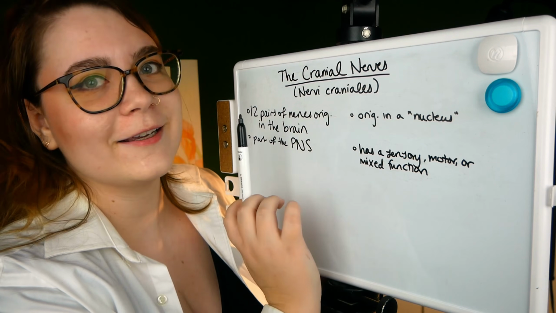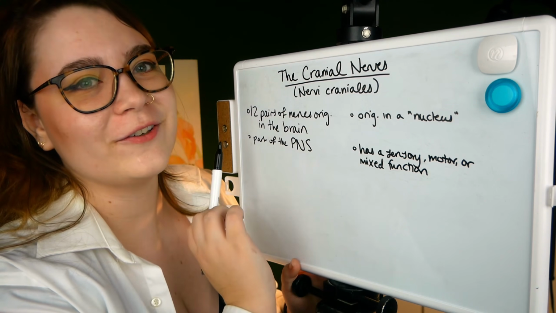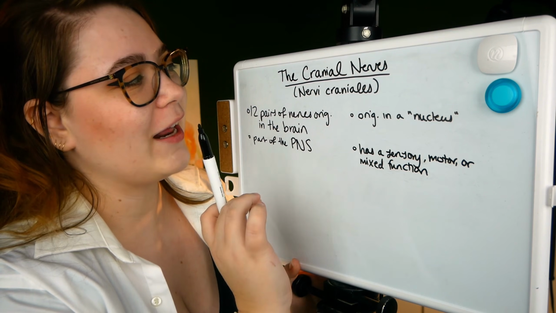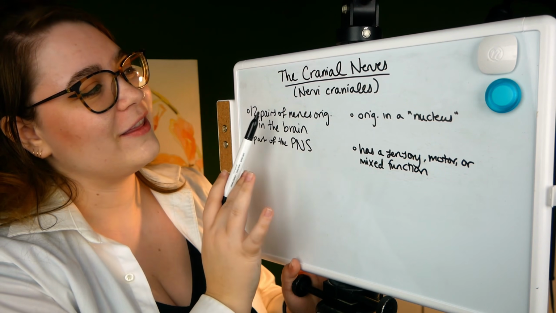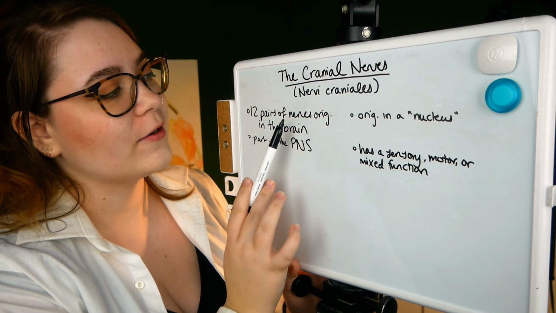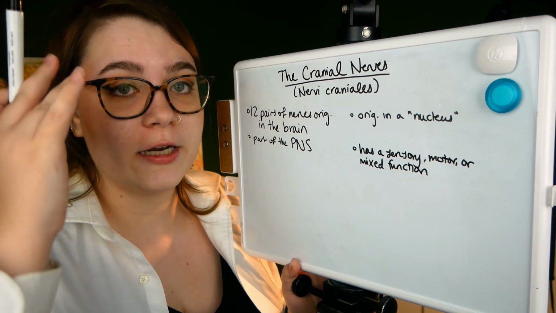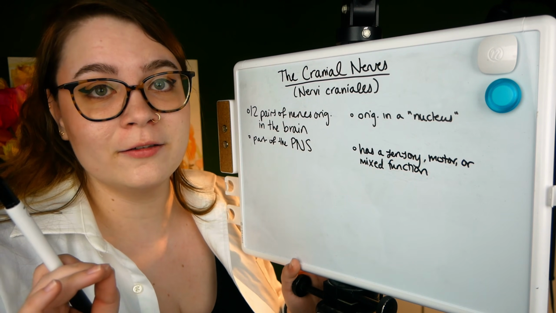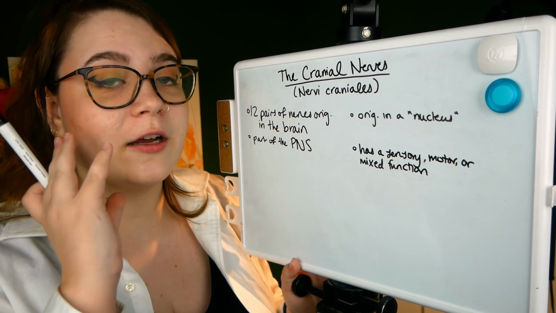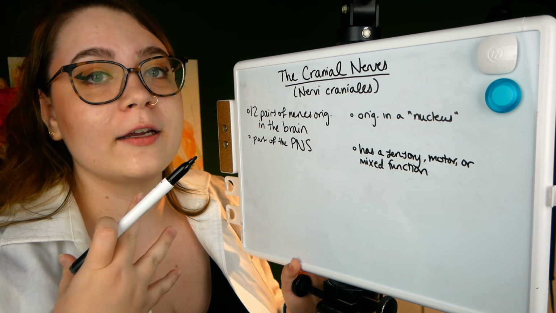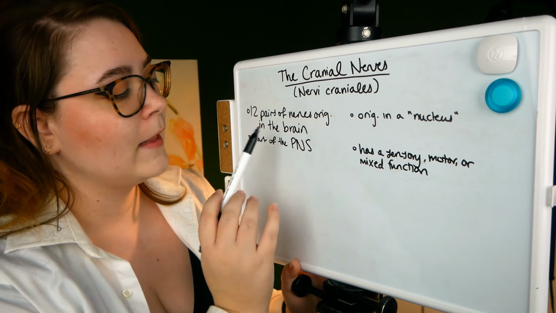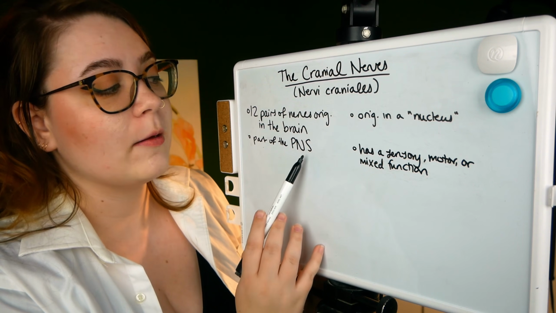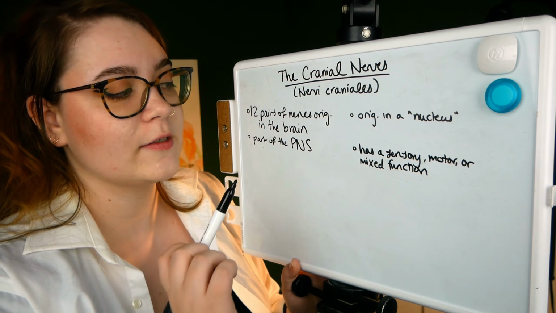Nervi craniales, the cranial nerves. We're going to have quite a bit of Latin today. So these are 12 pairs of nerves originating in the brain. These connect parts of the head, the neck, and the upper body to the brain. It is a part of the peripheral nervous system.